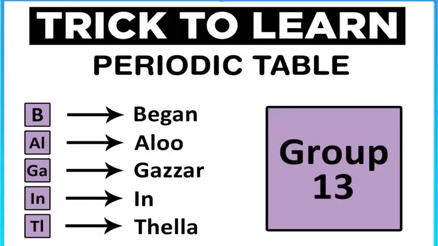Group 13 elements, बैंगन, आलू, गाजर in थैला, that represents boron, aluminum, gallium, indium and thallium. So these are the elements of group 13, easily remembered by the trick, बैंगन, आलू, गाजर in थैला.